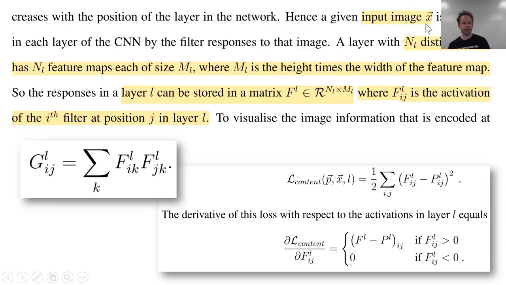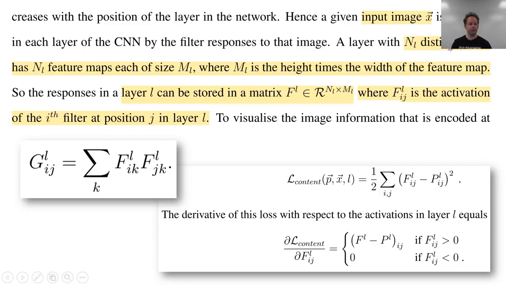So we've got an input image X, and it can be encoded in a particular layer of the CNN by the filter responses, so the activations. Filter responses are activations, right? So hopefully that's something you all understand. That's basically what a CNN does, it produces layers of activations. A layer has a bunch of filters, which produce a number of channels. And so this says that layer number L has capital N_L filters. And again, this capital does not mean matrix. Math notation is so inconsistent.